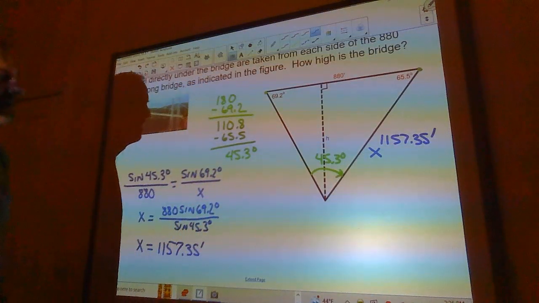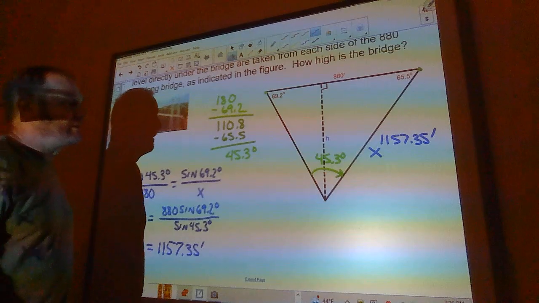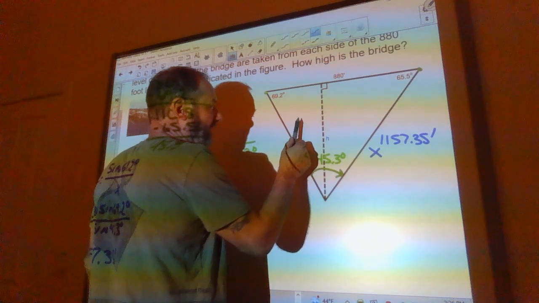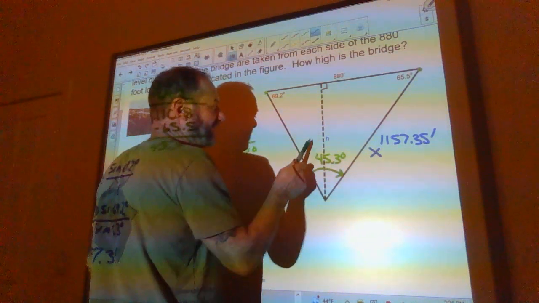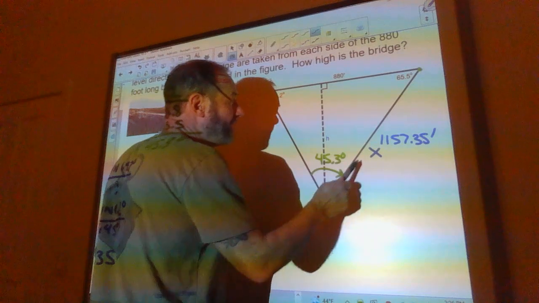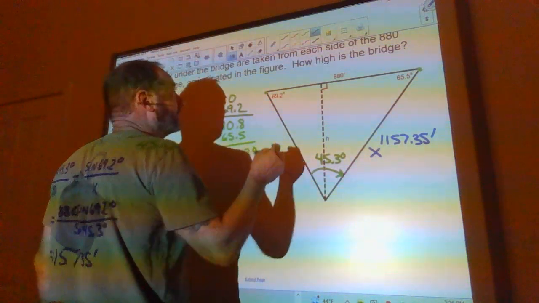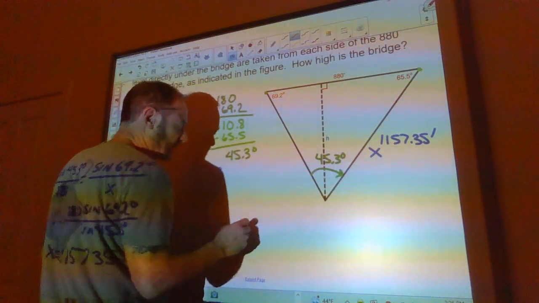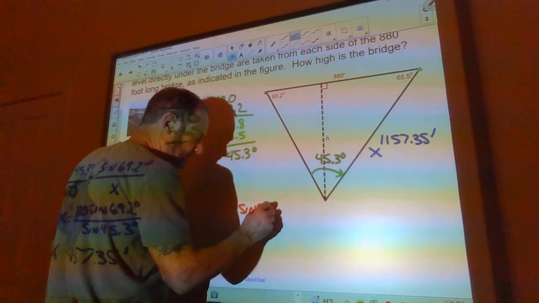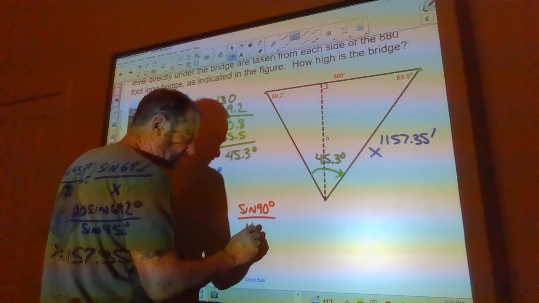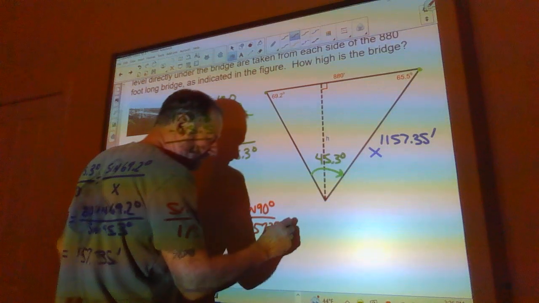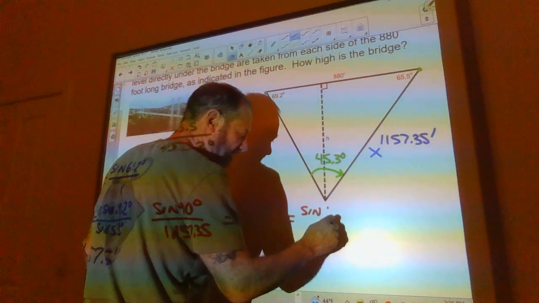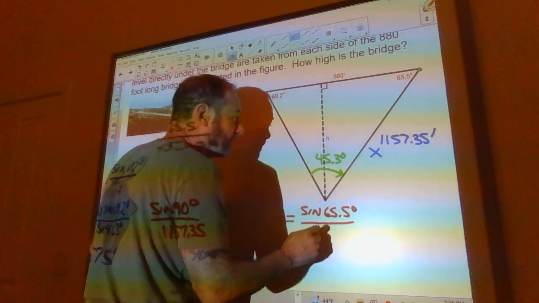Now, why did I figure that side out? Well, I need to get this side, which means I need to have a known angle across from a known side in either this triangle or this triangle. Now I've got it in this triangle here. So now I know that this side is across from a 90-degree angle. I can say sine of 90 divided by 1,157.35 is going to equal the sine of 65.5 over h.